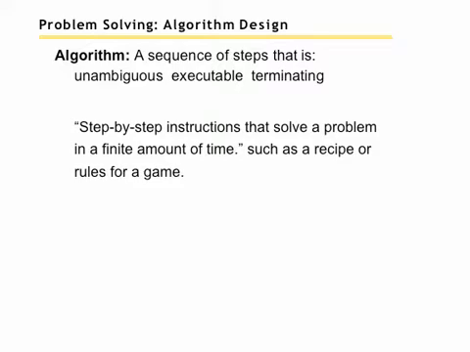I like to say that an algorithm is step-by-step instructions that solve a problem in a finite amount of time. And an example can be a recipe, or rules for a game. Let's say you all want to play Monopoly and you've never played before, you have to read the rules. That's the algorithm. A recipe, you have to follow the instructions to come up with the chocolate chip cookies at the end. So those are all examples of algorithms.